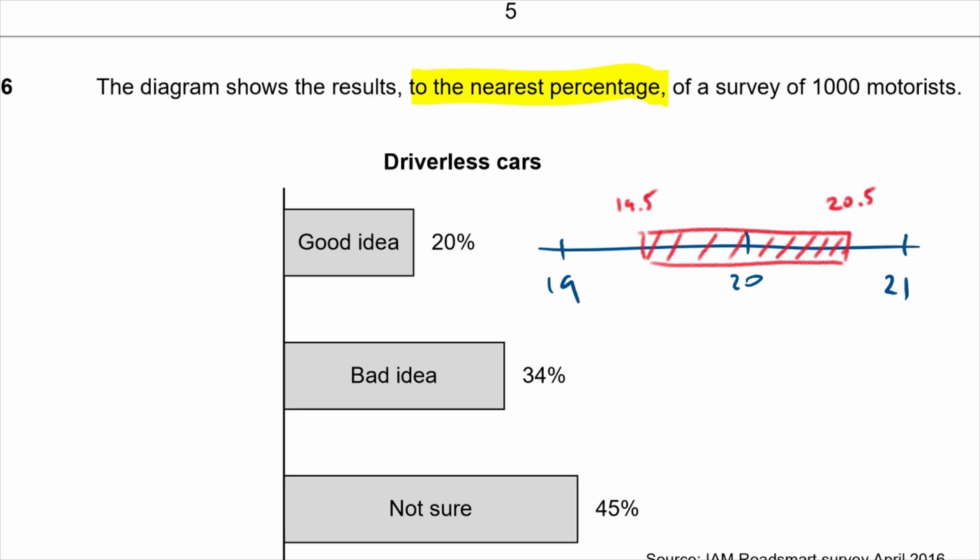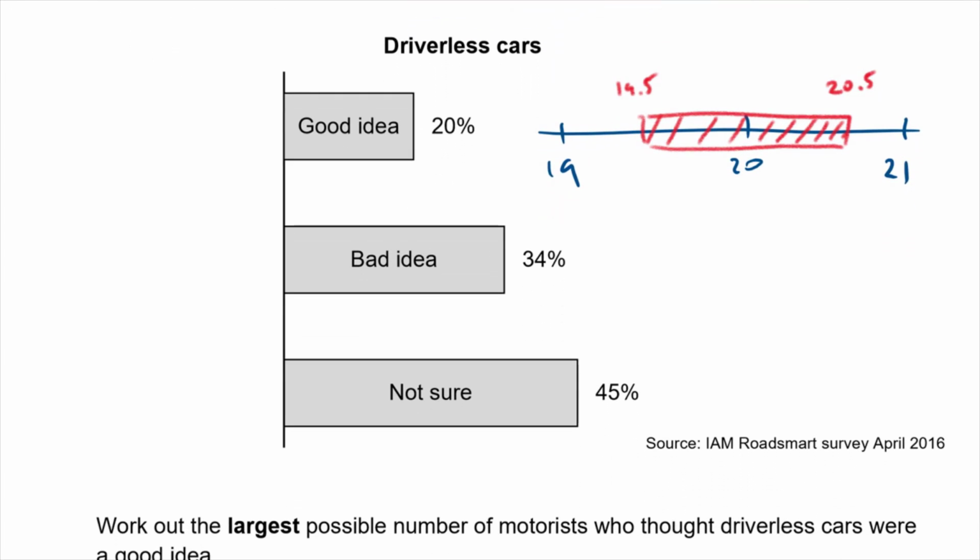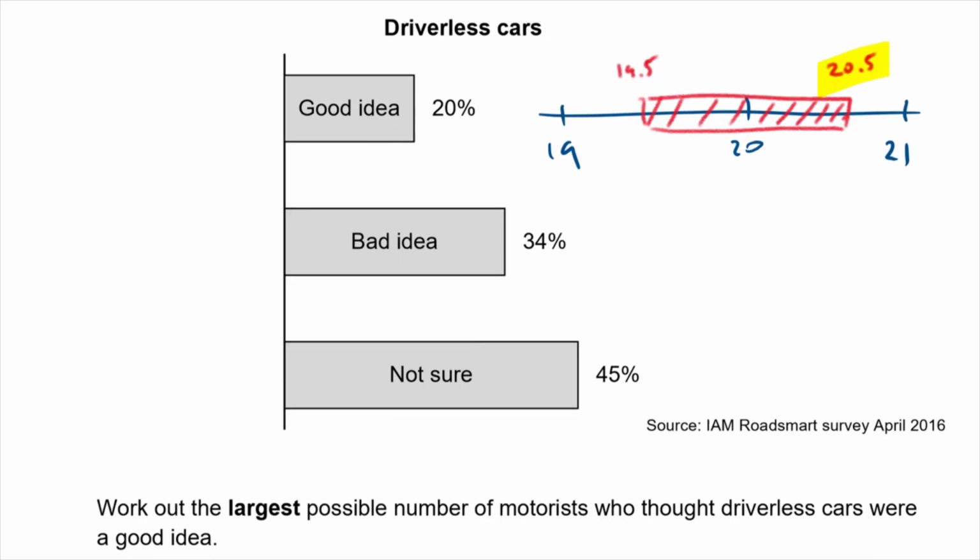So work out the largest possible number of motorists who thought driverless cars were a good idea. The largest possible is going to be the larger of those percentages then, isn't it? So I'm going to be using this upper limit then, 20.5, to calculate. Now obviously 20.5 you round up to the next value up, 21, but it still is the boundary and is still the one we calculate with.